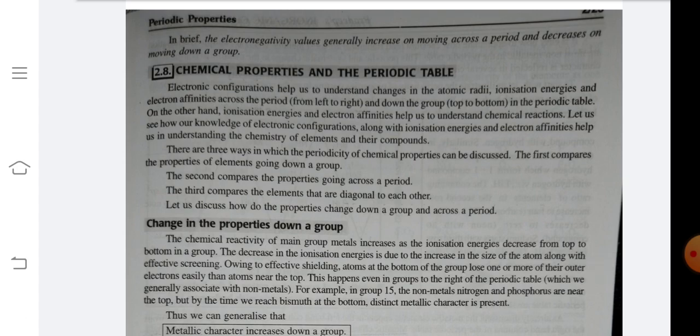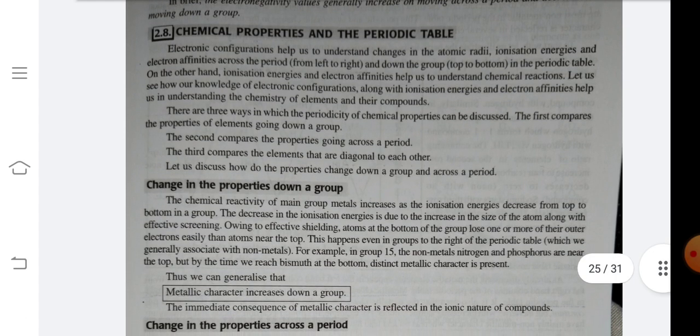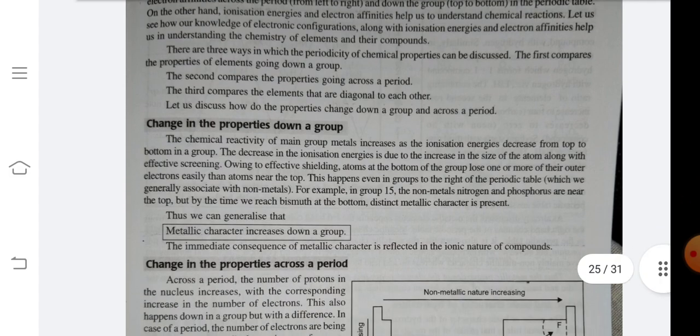Chemical properties and periodic table. Electronic configuration helps us to understand change in the atomic radii, ionization energies and electron affinities across the period and down the group in the periodic table. On the other hand, ionization energies and electron affinities help us to understand chemical reactions. Let us see how our knowledge of electronic configuration along with ionization energies and electron affinities helps us in understanding the chemistry of elements and their compounds.